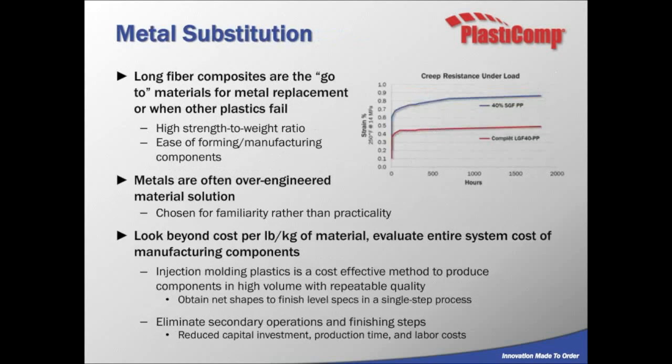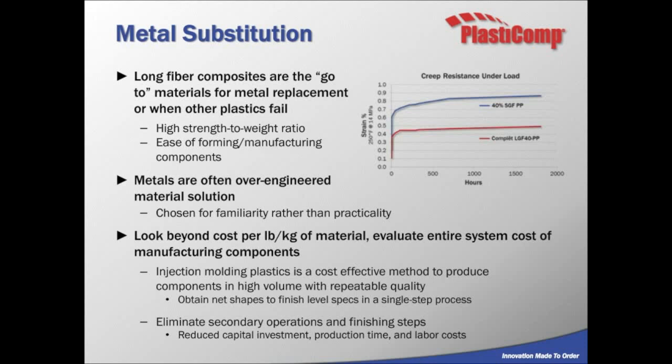So for metal substitution, you look at long fiber composites. They're the go-to material for metal replacement. They have high strength-to-weight ratios, and as we talked about, the ease of forming and manufacturing specific to the injection molding process. And what we find is that metals are often an over-engineered material solution, chosen just because the company is familiar with it in those applications, rather than for some of the practicality.